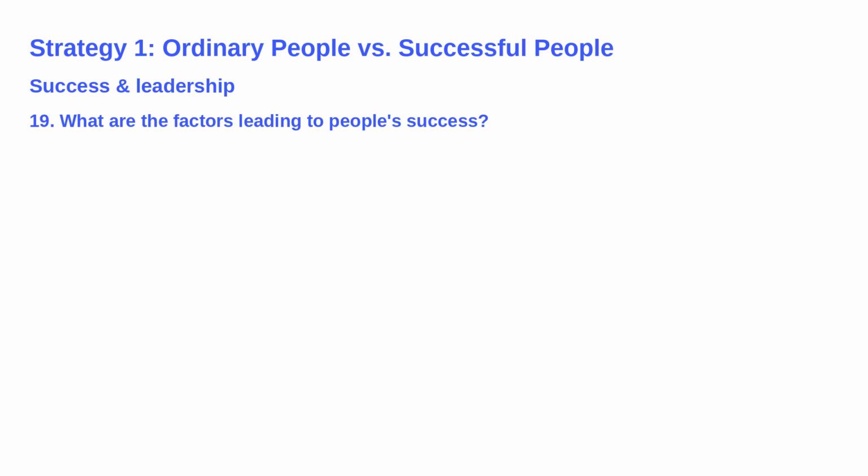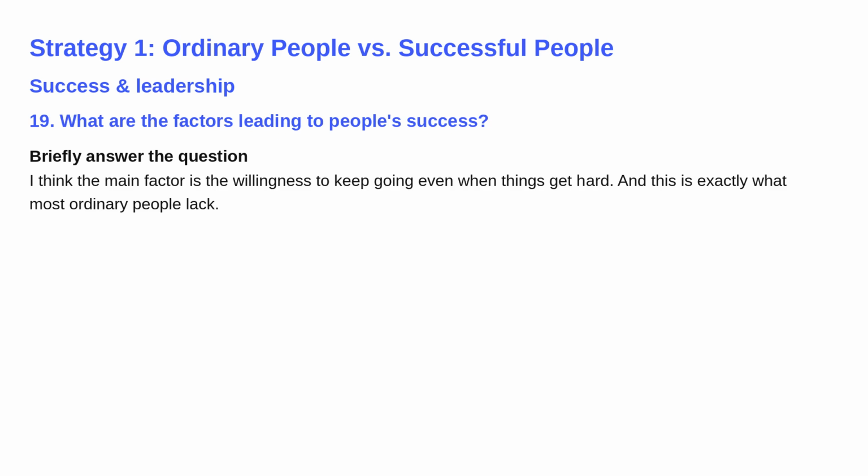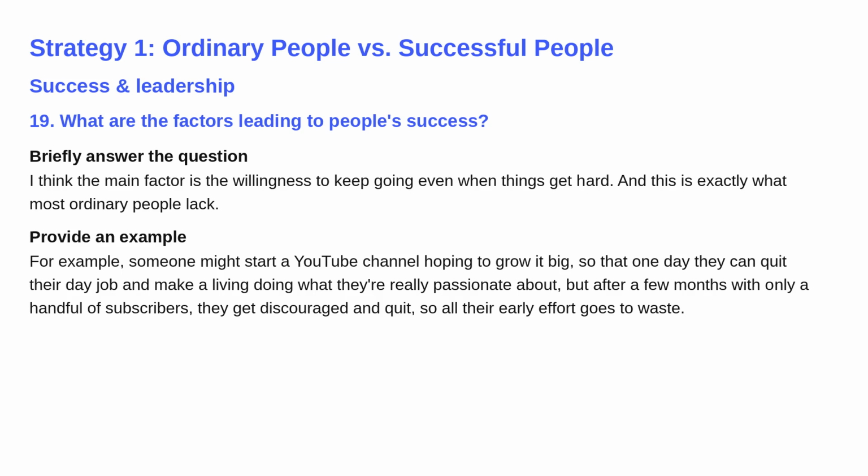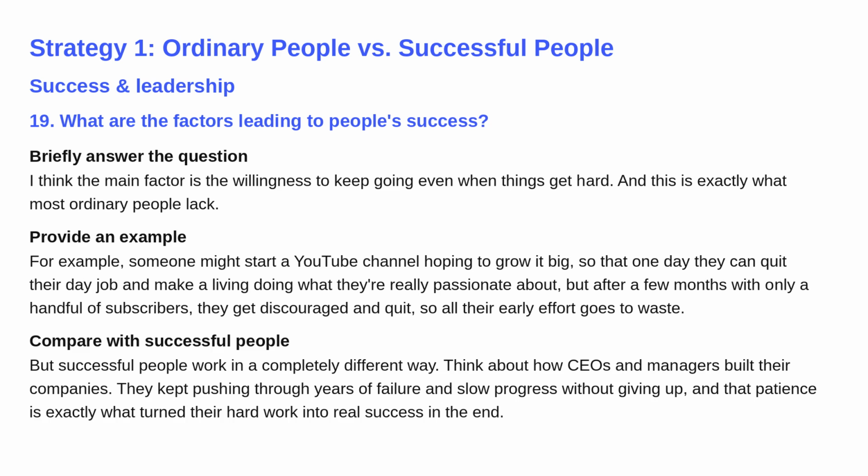What are the factors leading to people's success? I think the main factor is the willingness to keep going, even when things get hard. And this is exactly what most ordinary people lack. For example, someone might start a YouTube channel, hoping to grow it big, so that one day they can quit their day job and make a living doing what they're really passionate about. But after a few months with only a handful of subscribers, they get discouraged and quit, so all their early effort goes to waste. But successful people work in a completely different way.